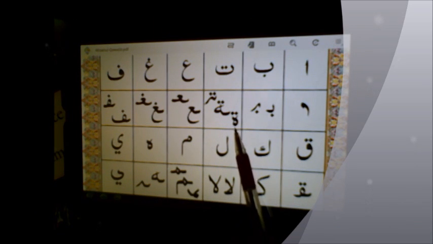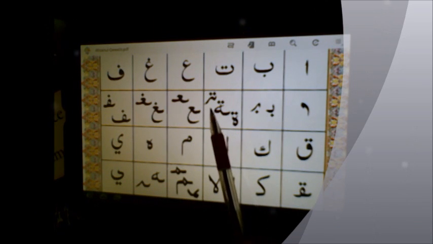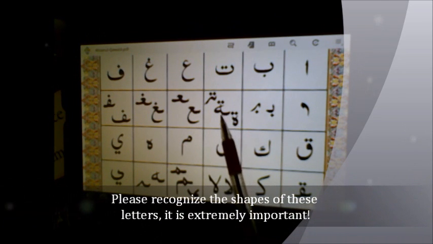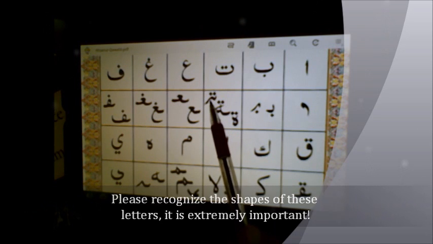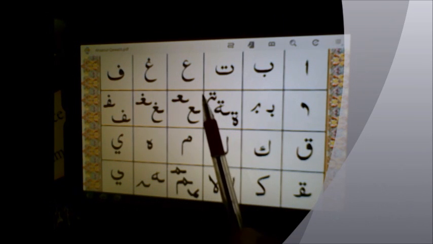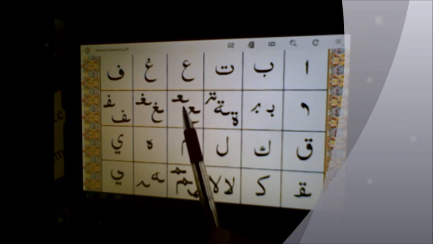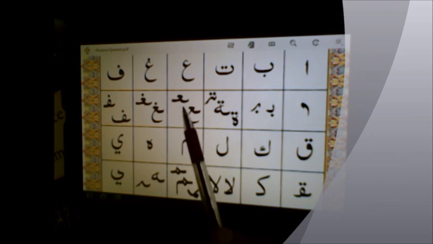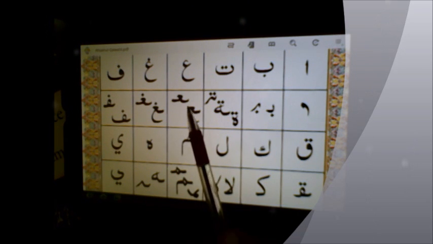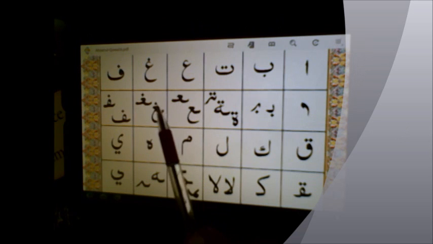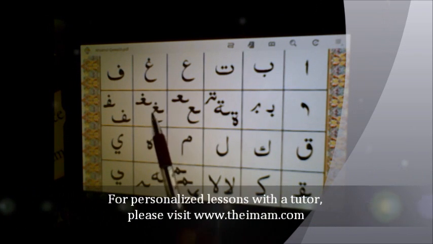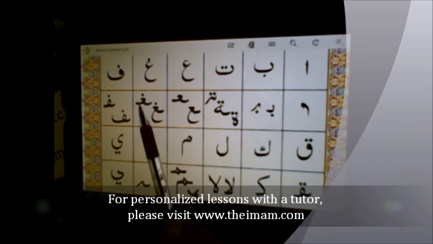This is a round ta, or ta marbuta, and these two will be particularly at the end of words, and this would be at the beginning or in the middle of words. This is ayn. This is an ayn that you will encounter in the middle of a word, and this is at the end of a word. Ghain, same thing, end of the word, middle of the word. That's how you would see a ghain.